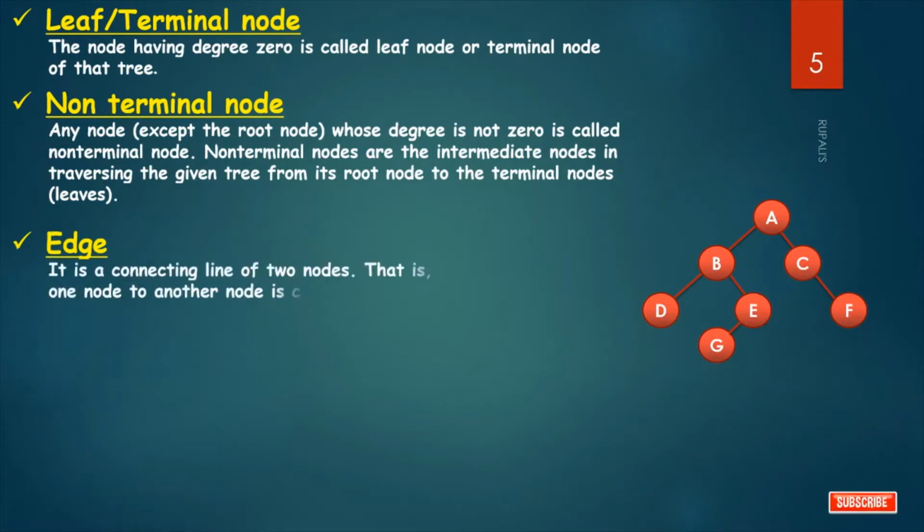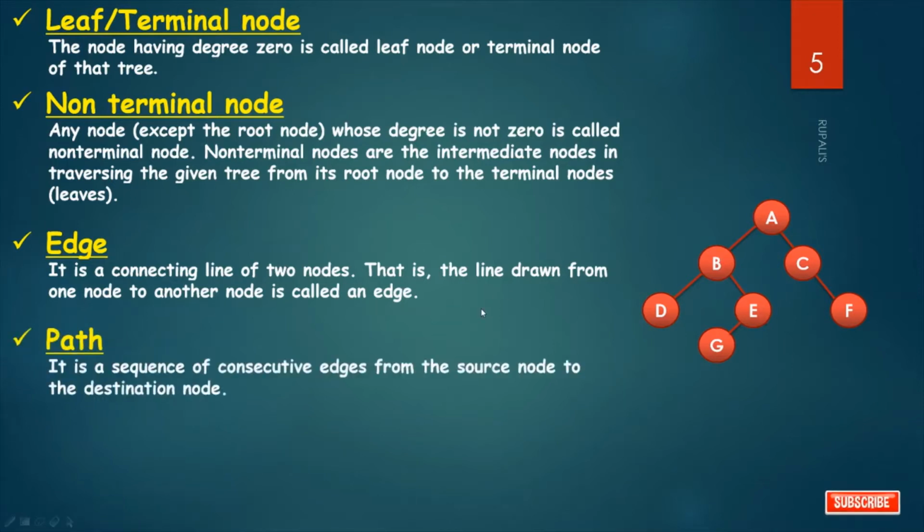Next stage. Edge. It is a connecting line of two nodes. See this line. A and B are connected by one edge. B and D are connected by another edge. That is, the line drawn from one node to another node is called an edge.